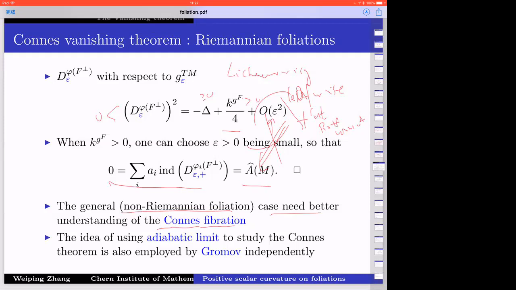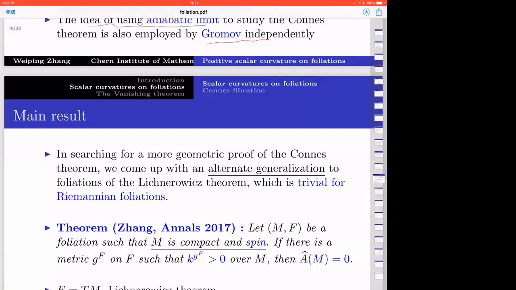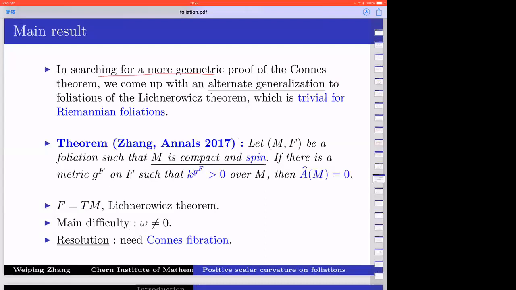So before going on, I would like to mention that the idea of using the adiabatic limit to study Connes vanishing is also employed by Gromov independently in his long paper on positive curvature dedicated to Gelfand. So now, our original motivation was searching for a more geometric proof of the Connes theorem. It turns out that we come up with an alternative generalization to the foliation case of this Lichnerowicz theorem, which is trivial for Riemannian foliation. So I will state this theorem in the following.